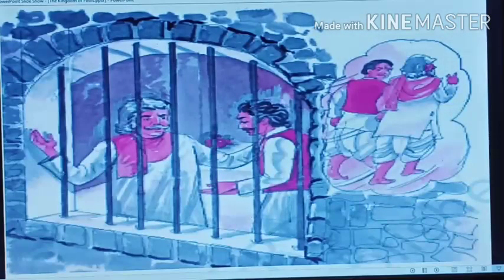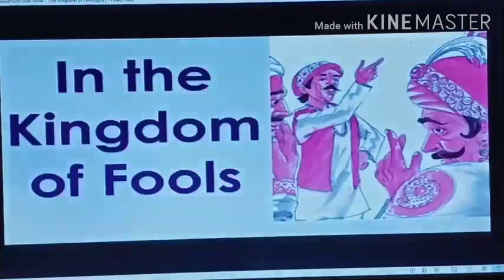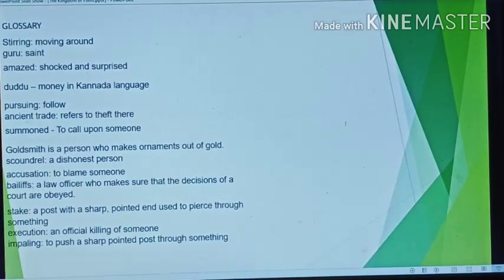You can see the scene here, how the Guru and his disciple were trying to go away from the prison at the end. In the Kingdom of Fools. Glossary.